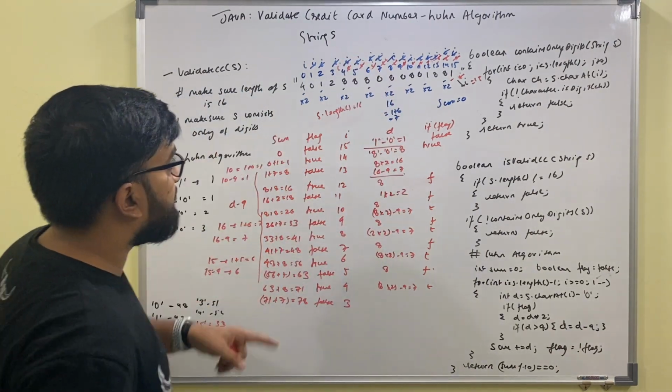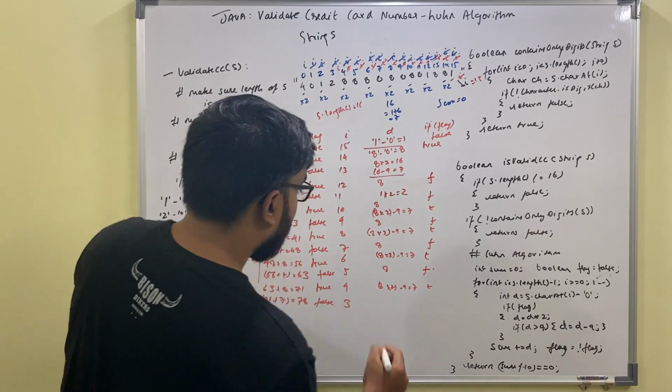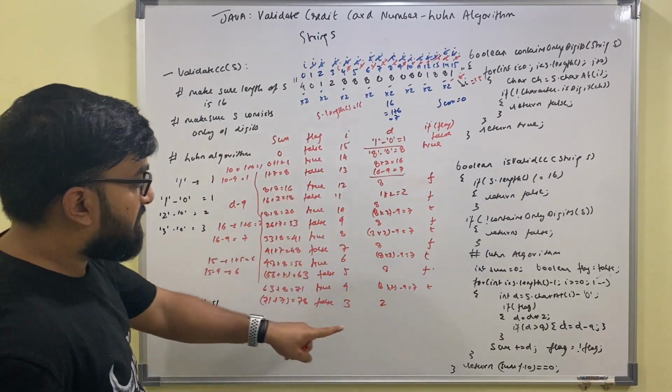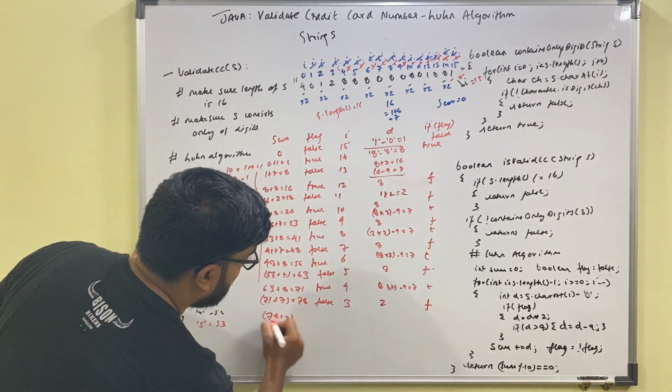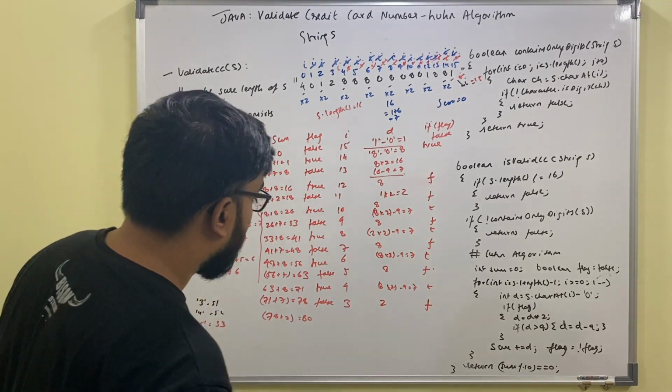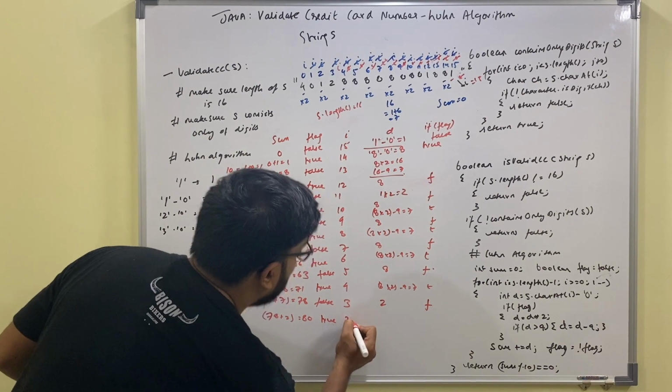Next value of i is 3. The digit here is 2. Since this is false, we add 2 as it is. We do 78 plus 2, which is 80. Okay, this becomes true.